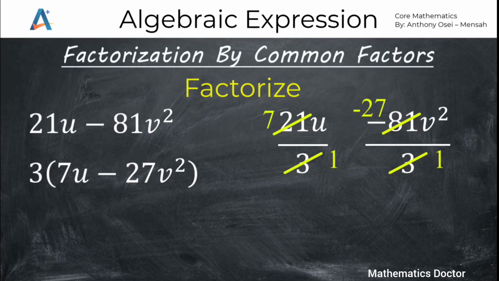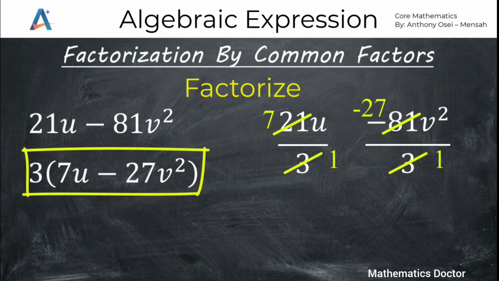So in effect, once 3 has been factorized out, it goes into 21u as 7u. And it goes into minus 81v squared as minus 27v squared. Finally, we can conclude that 3 into brackets 7u minus 27v squared is our final answer.